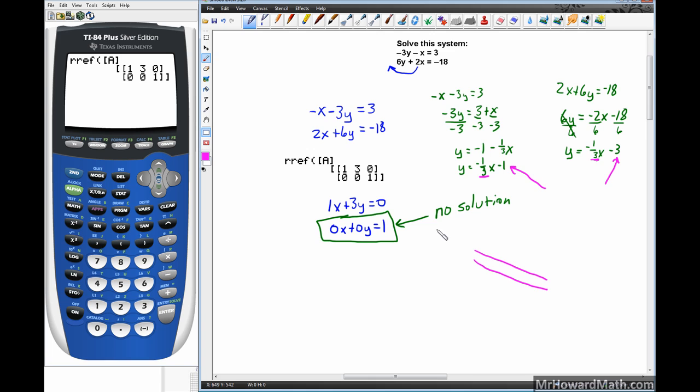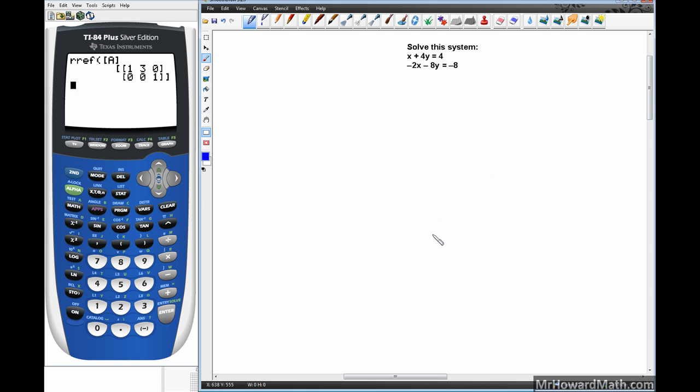Alright, let's move on to one more example and we'll call this video done. Okay, so now for this last example. We have two lines. They are in standard form, so we immediately think matrix. They are already stacked correctly. We have x plus 4y equals 4, and we have negative 2x minus 8y equals negative 8.